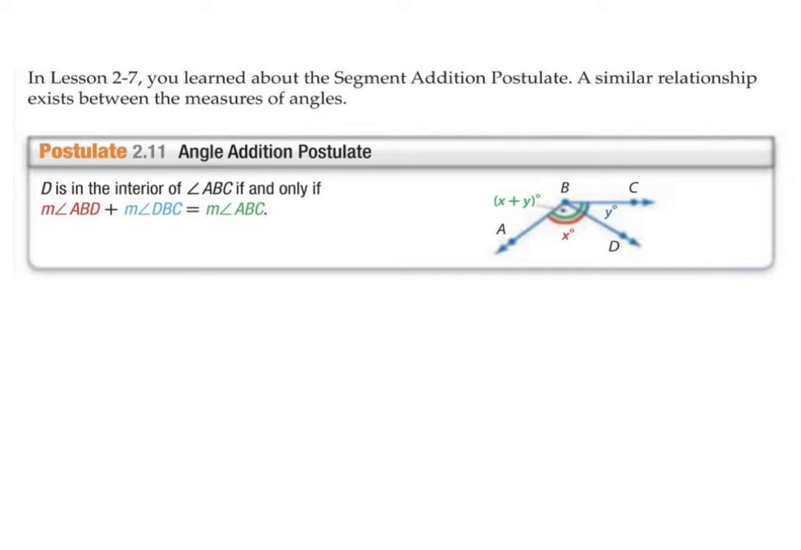In the previous lesson, we learned about the segment addition postulate, which is basically saying when you have a piece of a line and you have another piece of a line, you can add them up to get the entire line. We're going to use that same idea to say if we have a piece of an angle and an adjacent angle right next to it, we can add them up to get the larger angle. So if we had this blue angle and this red angle, we can add them up to get the large green angle.